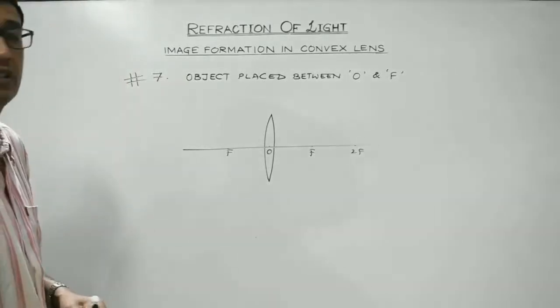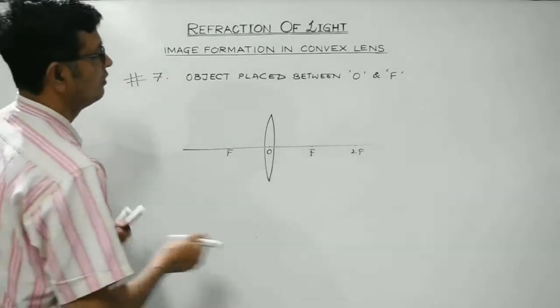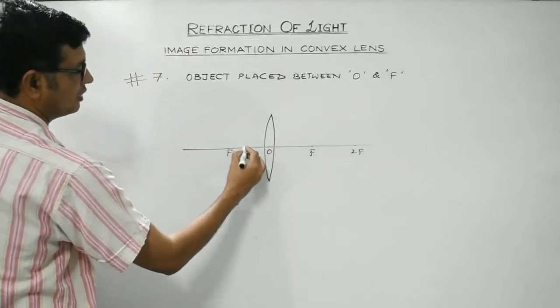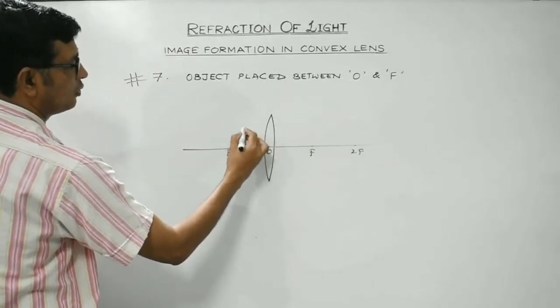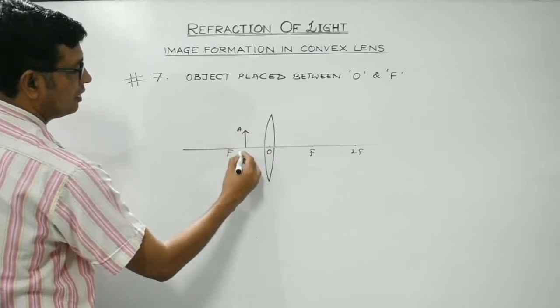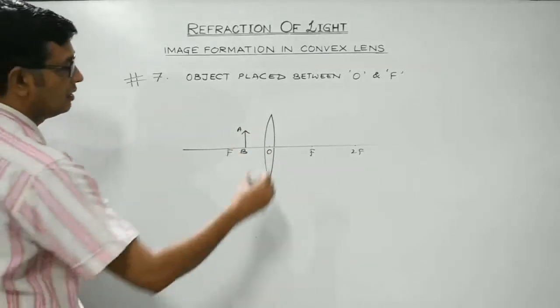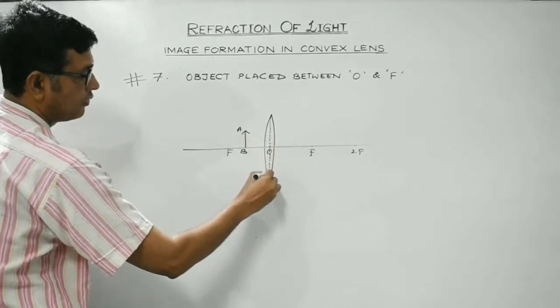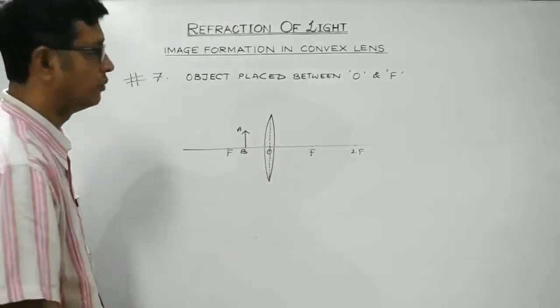So now what we do is, as per the case, we will consider the object to be placed between the optical center and the focus, somewhere over here. This is the object, suppose this is A and this is B and this is the reference line, from where the deviation of light is considered, is assumed, right?